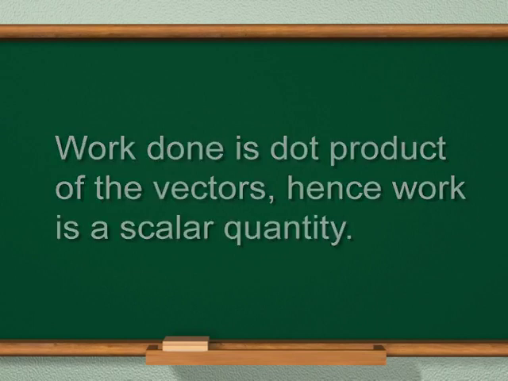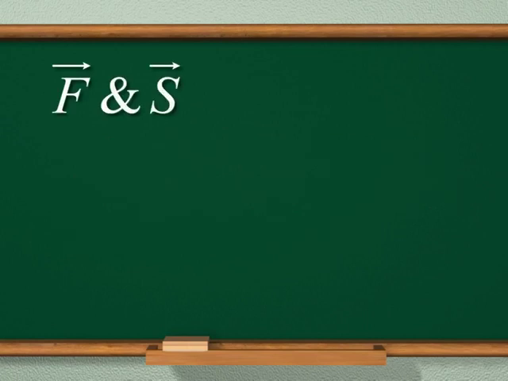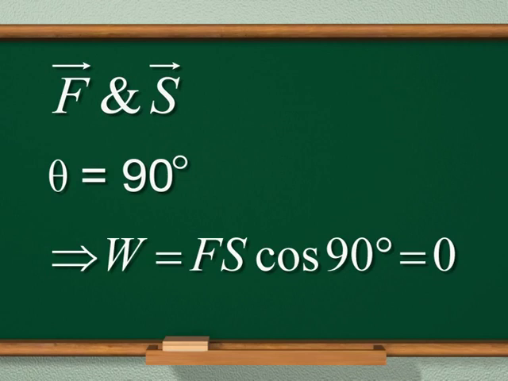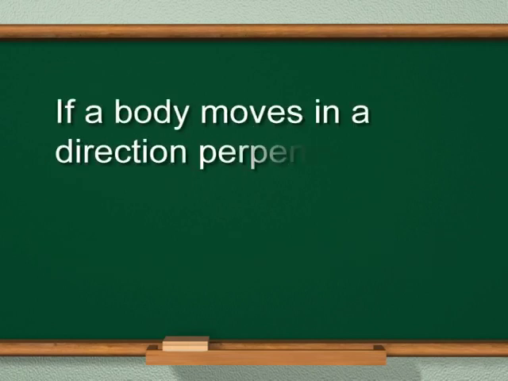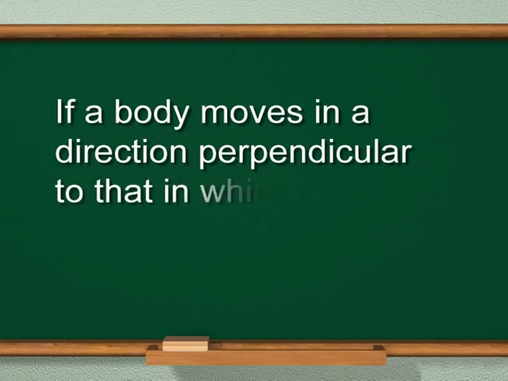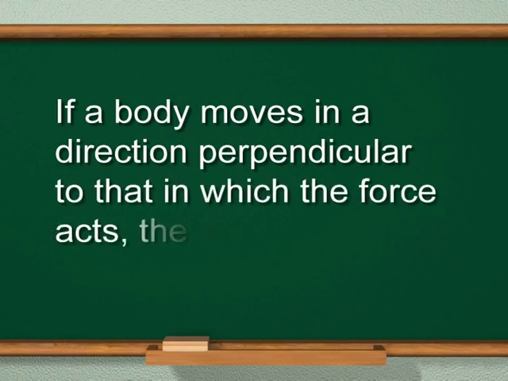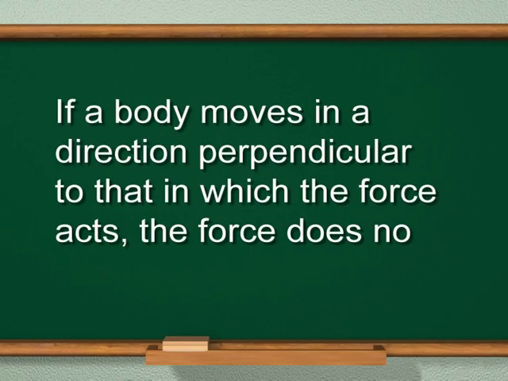Now, if force vector F and displacement vector S are orthogonal to each other, then the angle between them, theta, is equal to 90 degree, which implies the work done W is equal to Fs cos 90 degree, which is equal to 0. Therefore, if a body moves in a direction perpendicular to that in which the force acts, the force does no work.